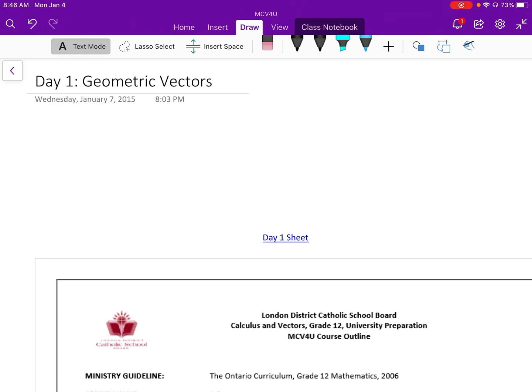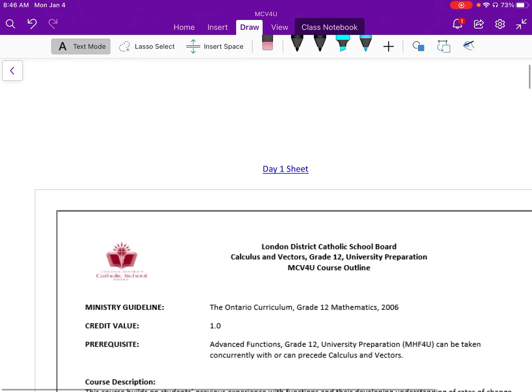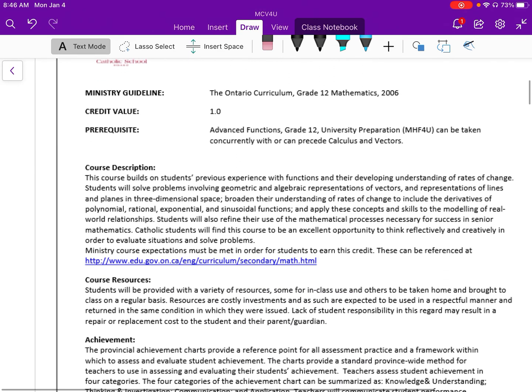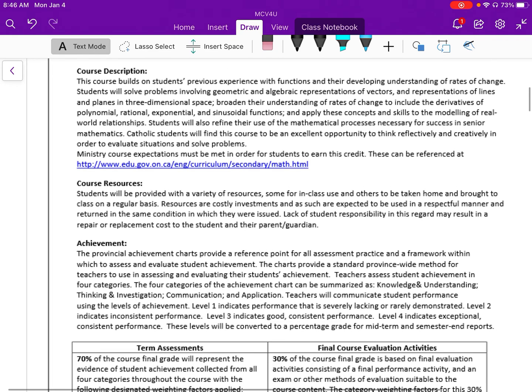Basically, what we're going to do today, I'm just going to take you through the day one sheet. There's a link for it here, but there's no need. You've got the copy right here. You can take a look and see what the course is going to be about. Basically, we're going to split the course into two main parts. The first one will be the vectors, and the second one will be the calculus stuff, which is more in line with your advanced functions course. And we just take it a little further that way.